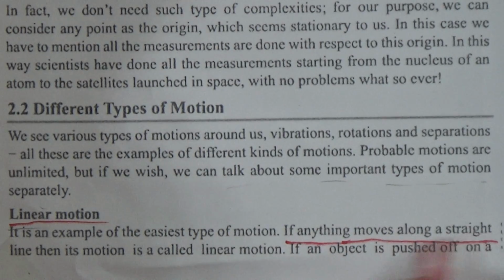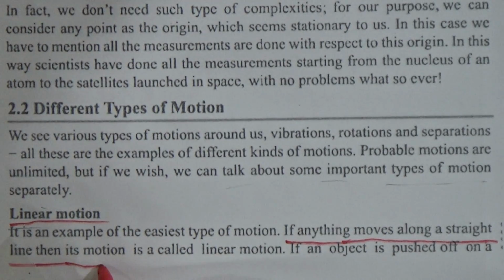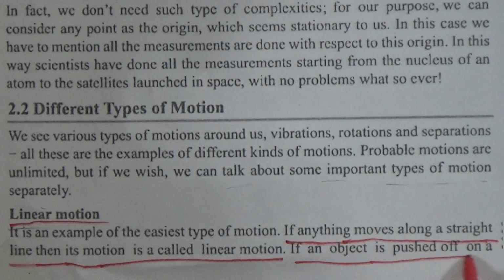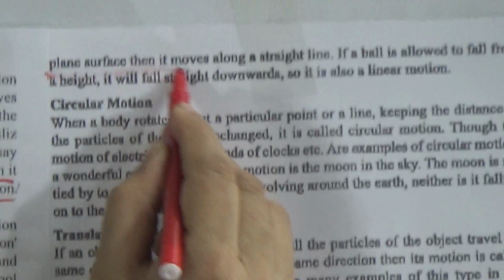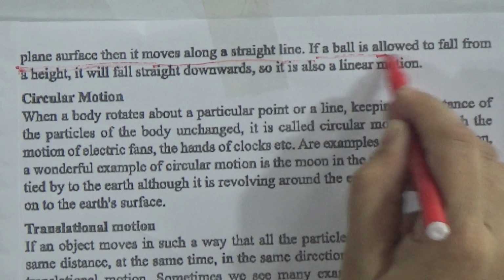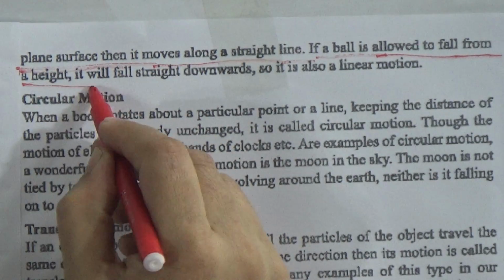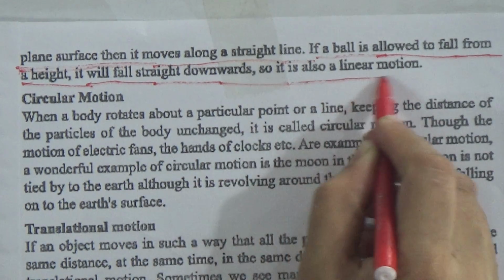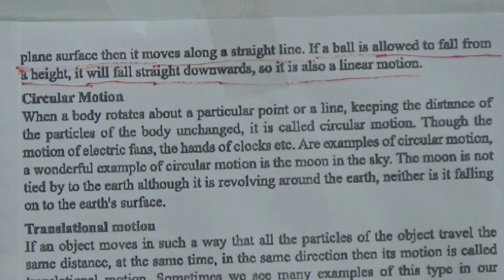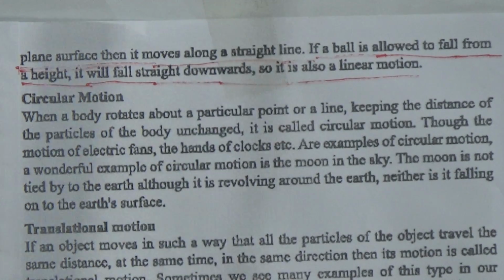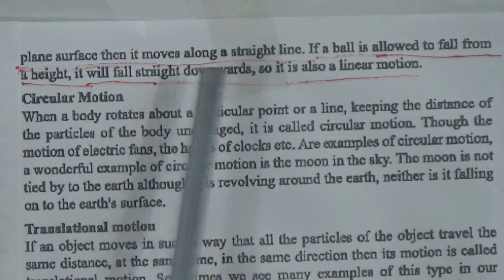If anything moves along a straight line, then its motion is called a linear motion, and if an object is pushed off on a plane surface, then it moves along a straight line. Okay, and if a ball is allowed to fall from a height, it will fall straight down, so it is also a linear motion. My dear students, this example is very important for MCQ, so memorize this example also.